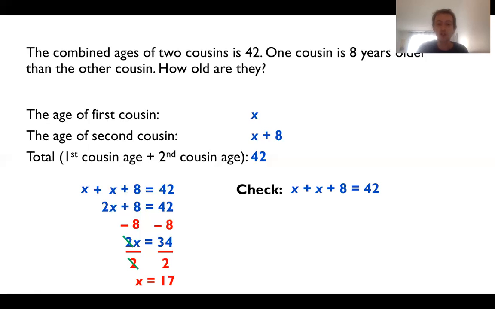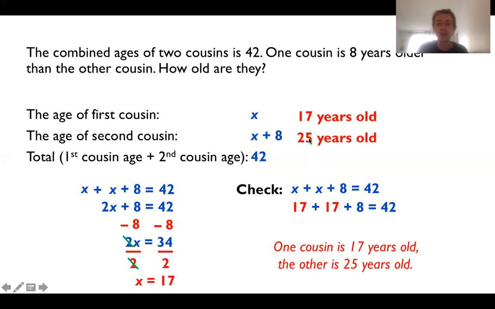And as always, I should check. Let's replace the x with 17. 17 plus 17 plus 8 equals 42. So we are correct. And then we could write a little sentence and say that one cousin is 17 years old, the other one is 25 years old.